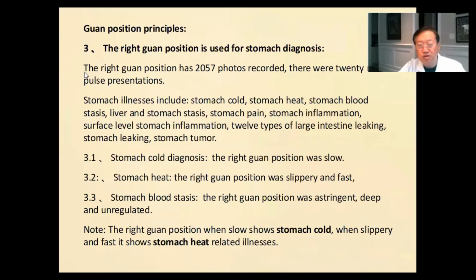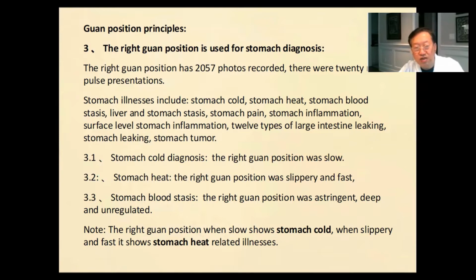Guan position principles. 3. The right Guan position is used for stomach diagnosis. The right Guan position had 2,057 photos recorded. There were 29 pulse presentations. Stomach illnesses include stomach cold, stomach heat, stomach blood stasis, liver and stomach stasis, stomach pain, stomach inflammation, surface level stomach inflammation, 12 types of large intestine leaking, stomach leaking, and stomach tumor.